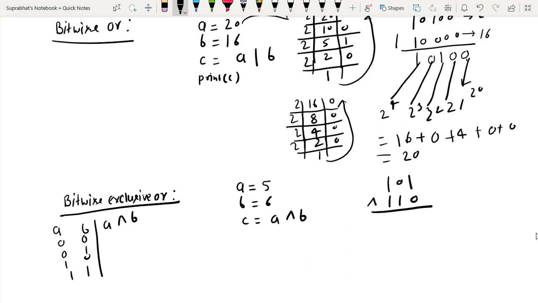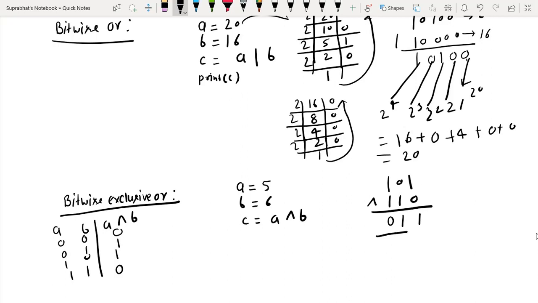How does it work? If either one bit is true, then its value is true. 0 0 is false, 0 1 will be 1, 1 0 will also be 1, and 1 1 will be 0. Only either this or this. If any one bit is 1, then its value is 1, otherwise it is false. So here we will apply the rule: 1 0 means 1, 0 1 means 1, 1 1 means 0.